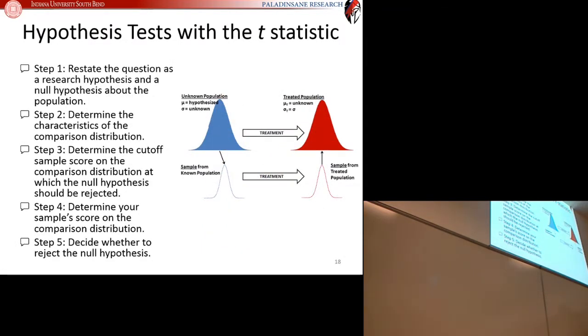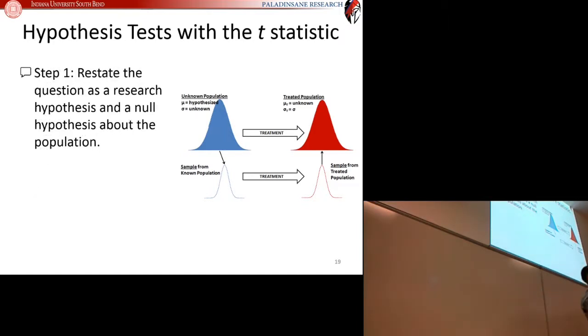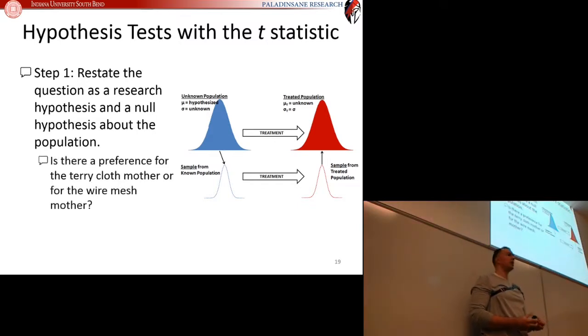All right, so we're going to go through the steps for this. It's still the same 5-step procedure, even though we're using SPSS. Still those same 5 steps. So the first thing we do, and this has nothing to do with SPSS, we've got to restate the question as a research hypothesis and a null hypothesis about the population. So we've done this a few times. Let's see it one more time. We want to know, is there a preference for one of the mothers? Is there a preference for the terry cloth mother or for the wire mesh mother? That's the question we're interested in.